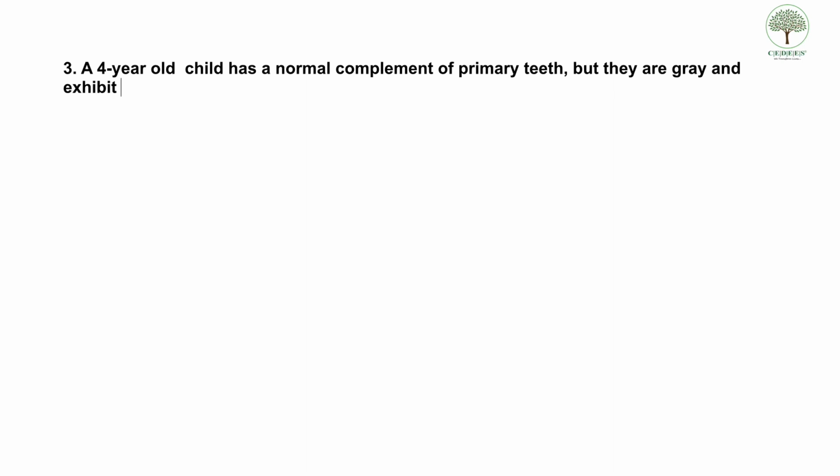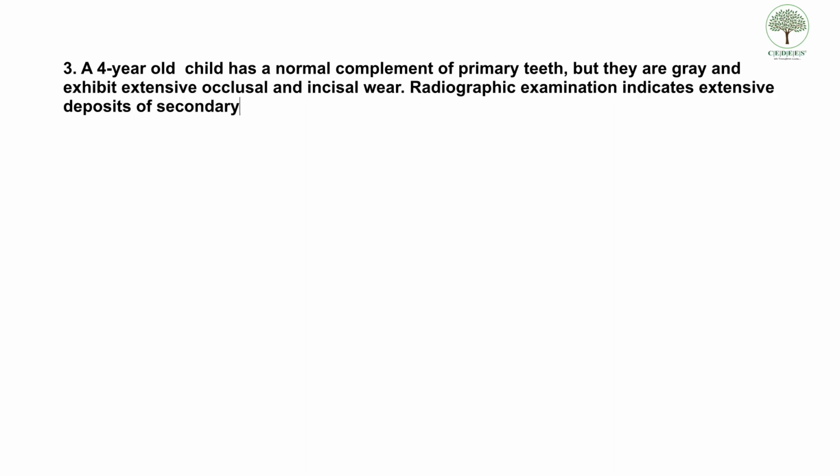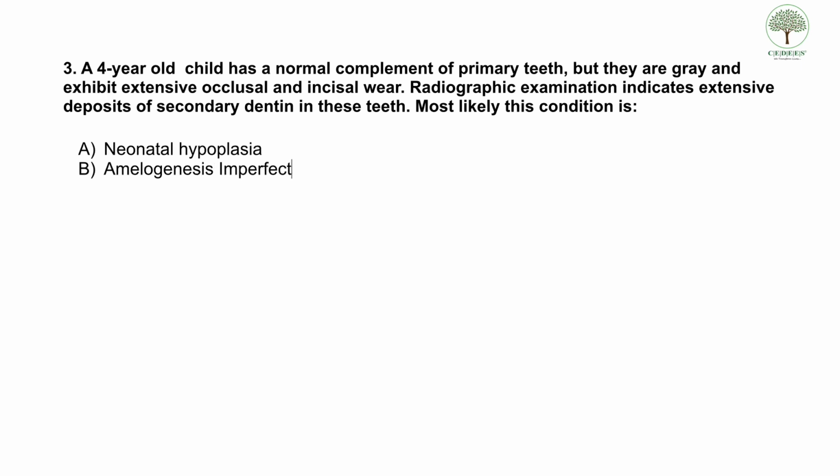Now, question number 3 is, a 4-year-old child has a normal complement of primary teeth, but they are gray and exhibit extensive occlusal and incisal wear. Radiographic examination indicates extensive deposits of secondary dentin in these teeth. The most likely diagnosis is, and your options are option A, neonatal hypoplasia, option B, amelogenesis imperfecta, option C, cleidocranial dysplasia, and option D, dentinogenesis imperfecta. The correct answer here is option D, dentinogenesis imperfecta.